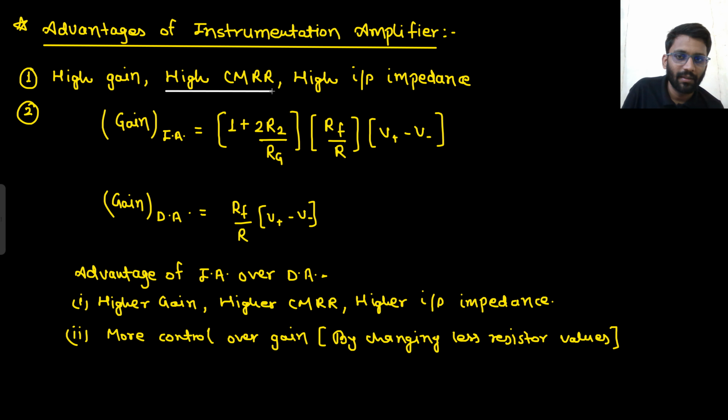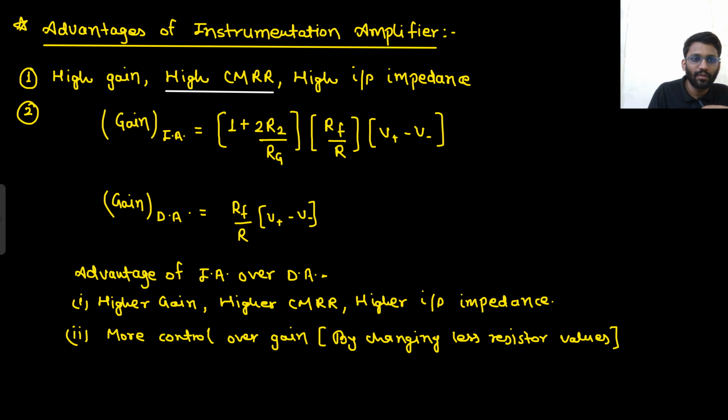We will discuss it later, when we study offset and all those things. Just wait for 4 to 5 lectures. We will certainly discuss why the instrumentation amplifier has high CMRR, what is the meaning of CMRR, and how to calculate CMRR. But you have to wait. Well and good. The gain of the instrumentation amplifier is (1 plus 2R2 by RG) times RF by R into (V positive minus V negative), and the gain of the differential amplifier is RF by R times (V positive minus V negative). So the advantages of the instrumentation amplifier over the differential amplifier are higher gain, higher CMRR, higher input impedance, and more control over gain.